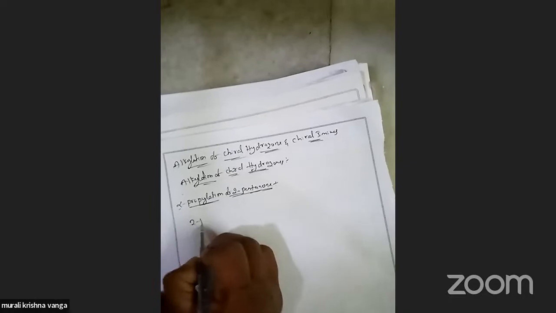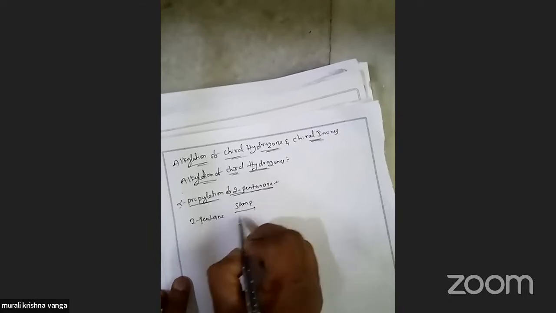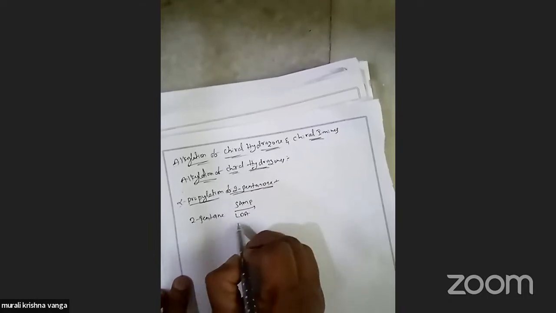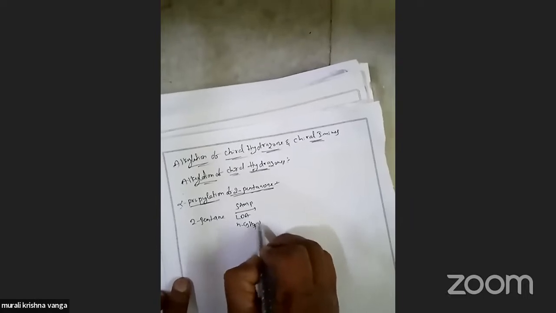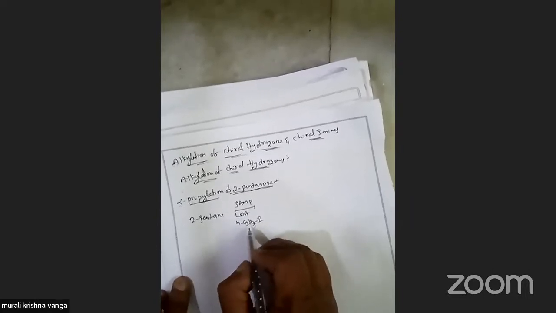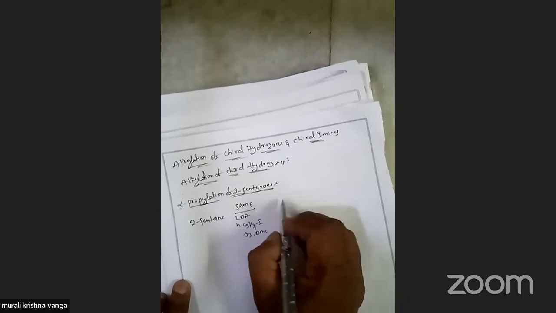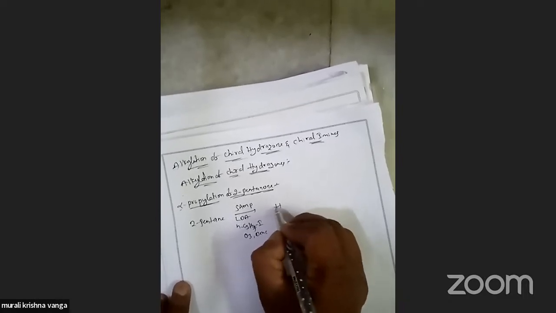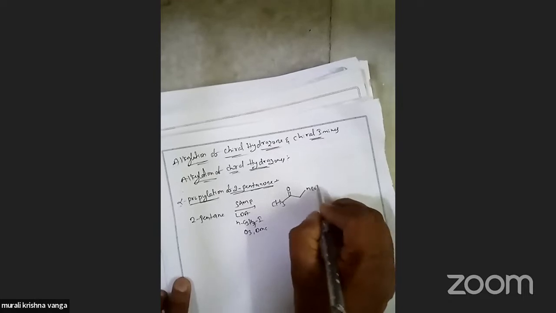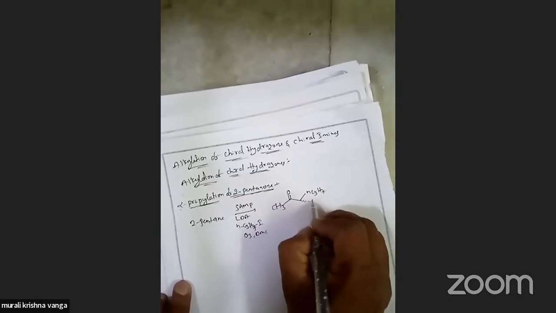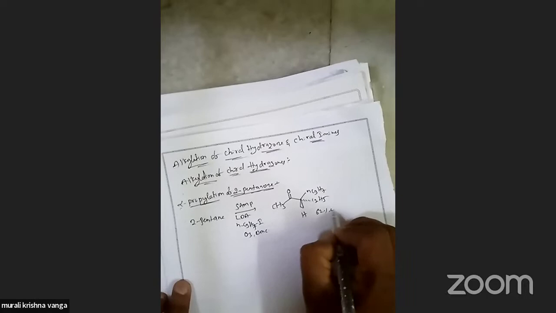When we take 2-pentanone with SAMP as the chiral auxiliary, we react with lithium diisopropylamide base and take n-propyl iodide, followed by ozonolysis in the presence of DCM solvent. Then the product is CH3 C double bond O, n-C3H7, C2H5 and hydrogen. It forms 62% enantiomeric excess.